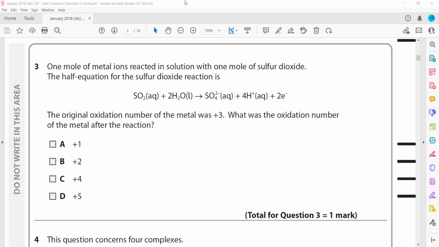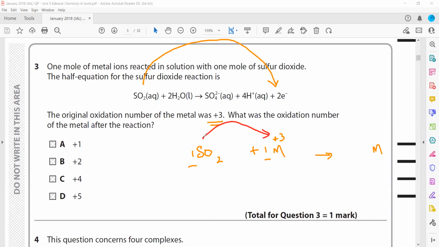This question: 1 mole of a metal reacted with a solution of 1 mole of sulfur dioxide. The half equation is given. The original oxidation number of the metal is +3. So how do we identify the final oxidation number? The ratio between them is 1:1, like 1 mole of metal reacts with 1 mole of sulfur dioxide. So if sulfur dioxide loses electrons, the metal will gain electrons.